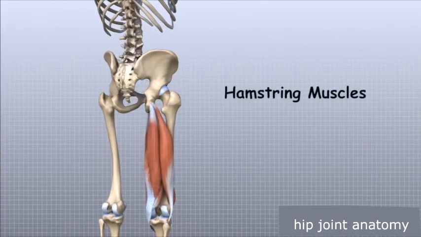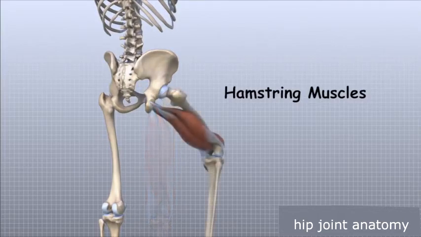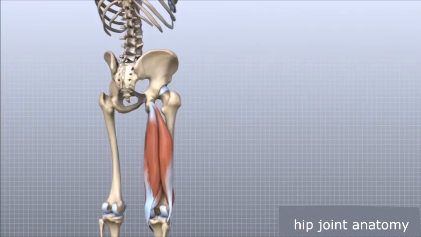Finally, the hamstring muscles run down the back of the thigh. These muscles originate at the bottom of the pelvis. If you notice, the hamstring muscles cross the back of the hip joint on their way to the knee. They help to extend the hip joint backwards.